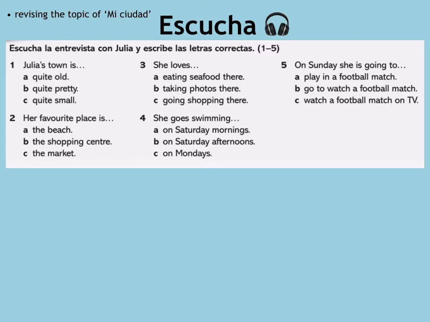2, ¿Qué hay en tu ciudad? Hay muchos parques, pero mi sitio favorito es el mercado. Me encanta.